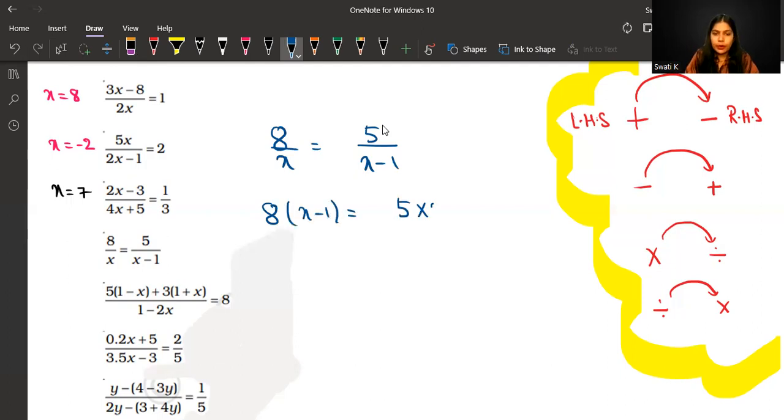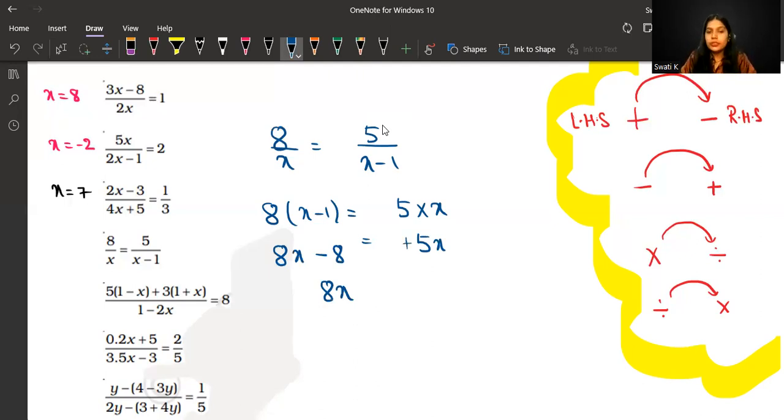One more thing I want to tell you here, 5 times x is same as 5x. Again here, multiplication sign is hidden. So you don't need to write down 5 times x, you can just write down 5x. And here again, using the distributive property, this is 8 times x is 8x, minus 8 times 1 is 8. Now, of course, we need to find out the value of x. So I'll keep 8x as it is, plus 5x, right? Here, no signs of plus.